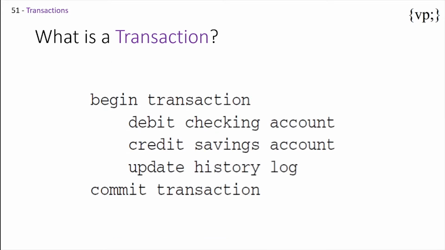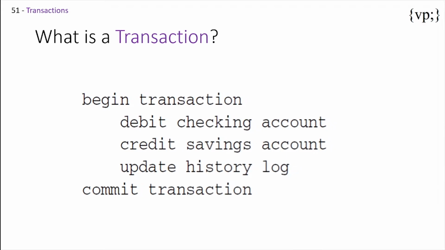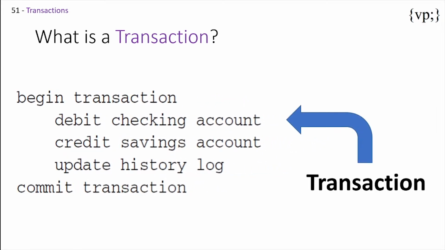An example of transactions would be like the one listed over here. Regardless of what happens, all these steps should be taken, they should all happen, or none of them should happen at all. These steps as a whole are called a transaction because they can't be separated. They're one whole unit and they should be all done once or none of them at all.